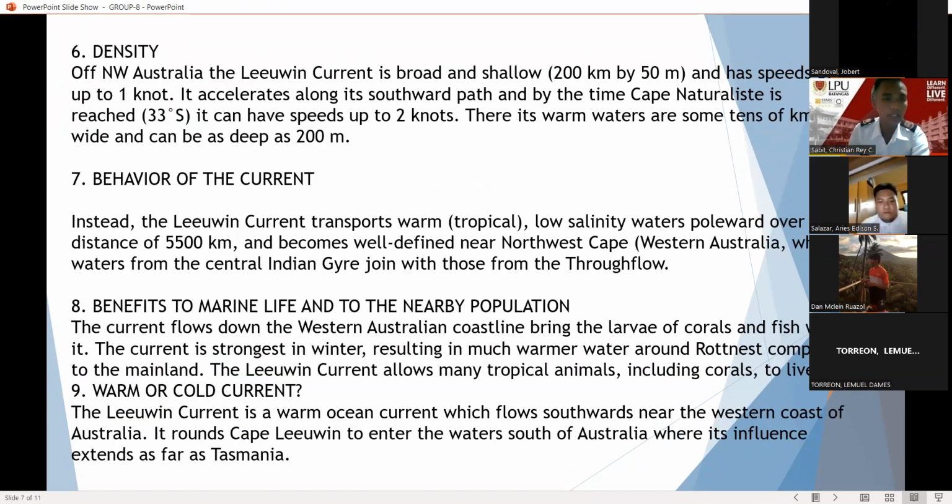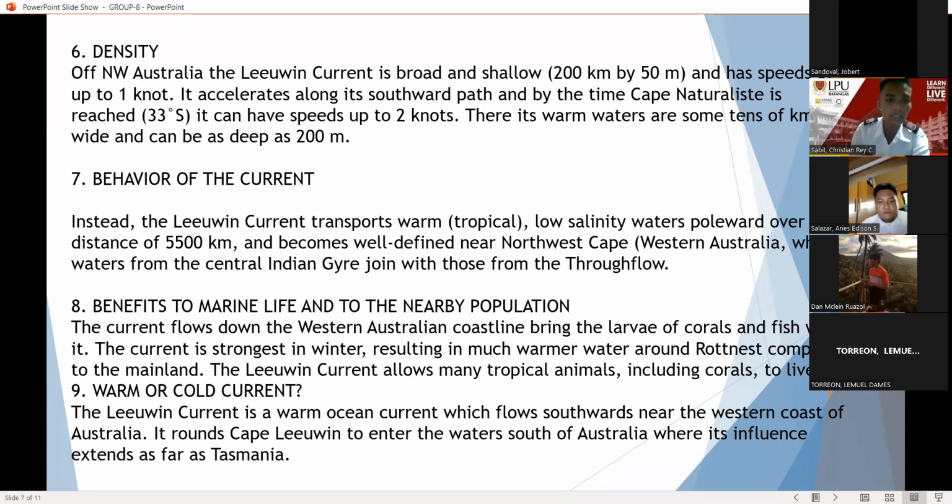Density of Lewin Current. In northwest Australia, the Lewin Current is broad and shallow, 200 km by 50 meters, and has speeds of up to 1 knot. It accelerates along its southward path, and by the time Cape Naturaliste is reached at 33 degrees, it can have speeds up to 2 knots. There its warm waters are some tens of kilometers wide and can be as deep as 200 meters.